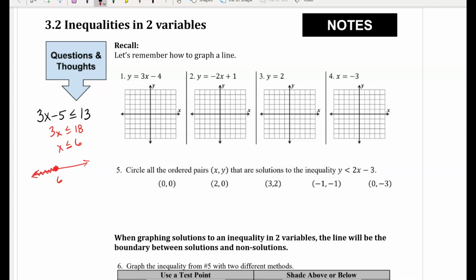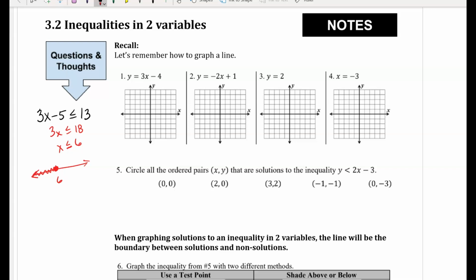the left. And if we were unsure at all, then we could just pick a value that is to the left of 6, like 0, and substitute it in. 0 is less than or equal to 6, so we know we need to shade on that side.